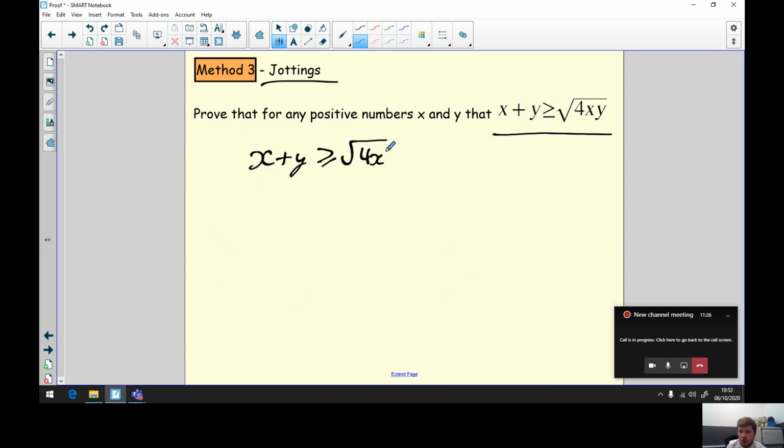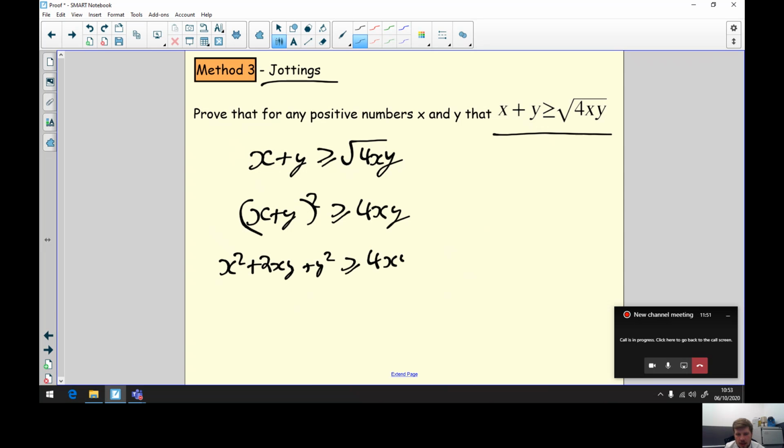I'm going to first of all think about just what can I do to this to make it seem like a more logical statement. Well, if I square both sides, I get (x+y)² is greater than or equal to 4xy. What I can do now then is if I expand, I get x² + 2xy + y² is greater than or equal to 4xy. And it's still not quite a logical statement, so I'm going to take this across.